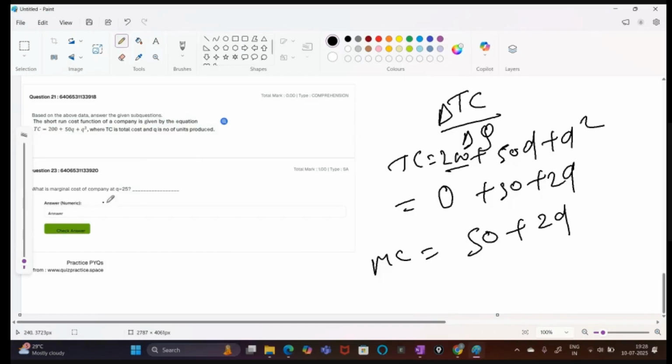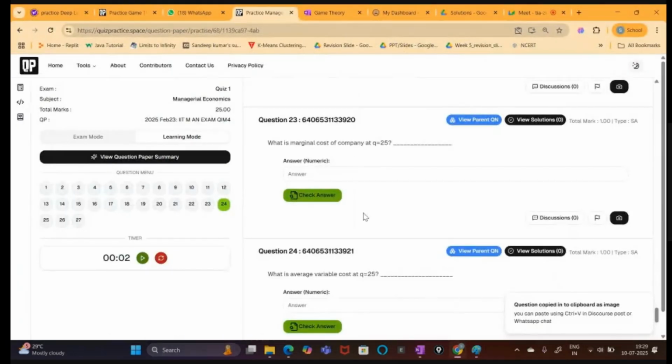Okay, so it is asking for Q equal to 25. So we will put the value of Q, so 50 plus 2 into 25. So it will be 100. 50 plus 50, 100, right? So let me put the 100.